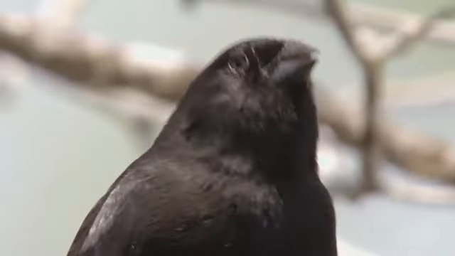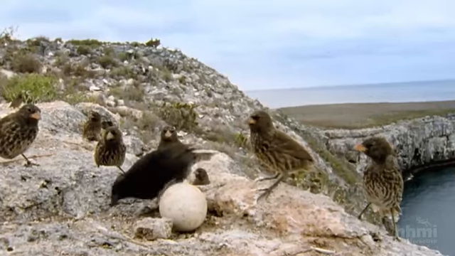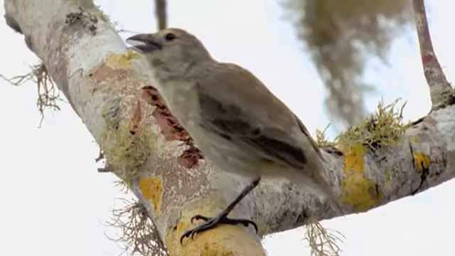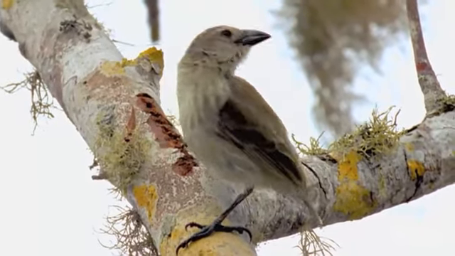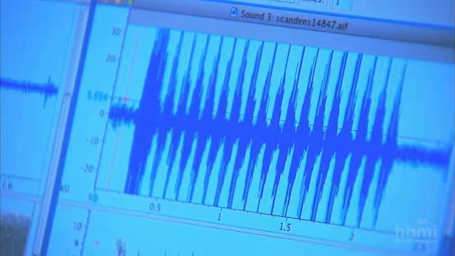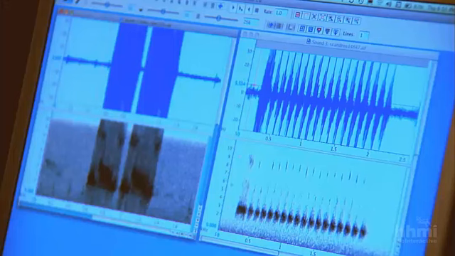We were very conscious that on any given island, the different species sing very different songs. This is what a cactus finch sounds like. Whereas the medium ground finch sounds very much like this.